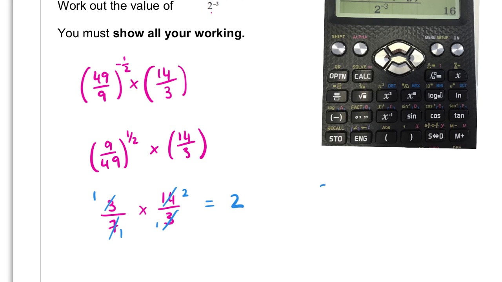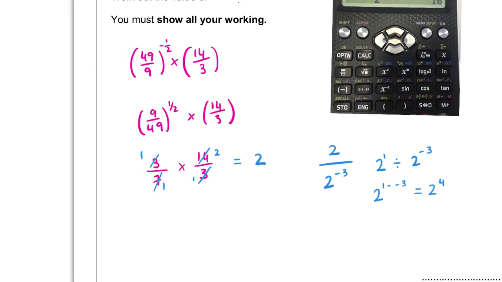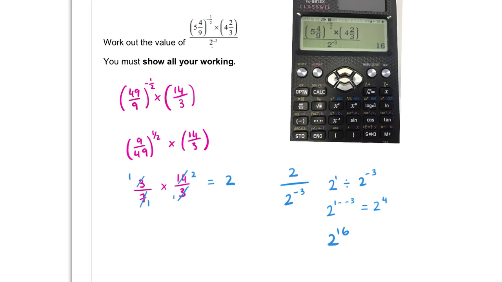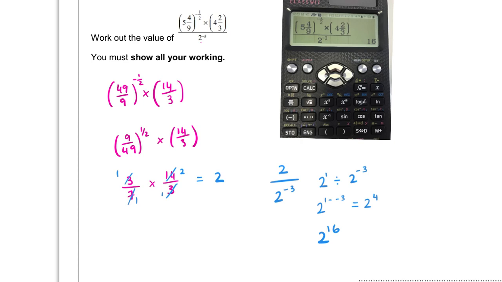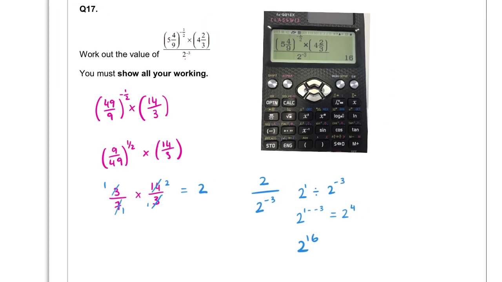So now I have 2 over 2 to the negative 3. What do we do when we divide with indices and the base is the same? This is the same as 2 divided by 2 to the minus 3. When we divide, we take away the powers. 2 on its own is 2 to the power of 1. So I'm basically saying 2 to the 1 minus 3, which is 2 to the power of 4. What is 2 to the power of 4? That is 16.